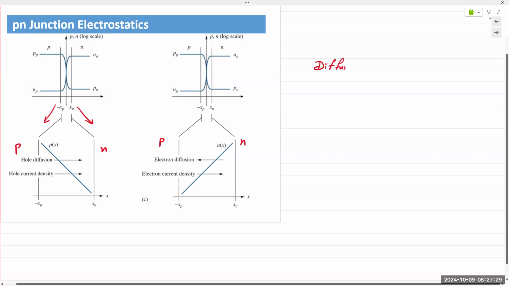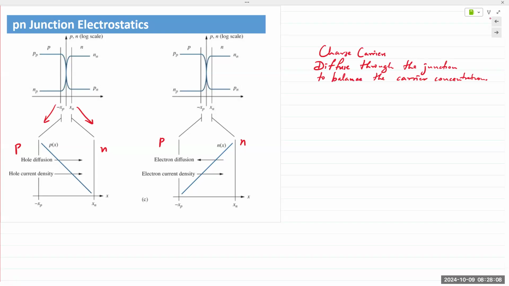So the charge carriers diffuse through the junction to create a uniform concentration. The charge carriers are diffusing from both sides. Holes from the P type, electrons from the N type.